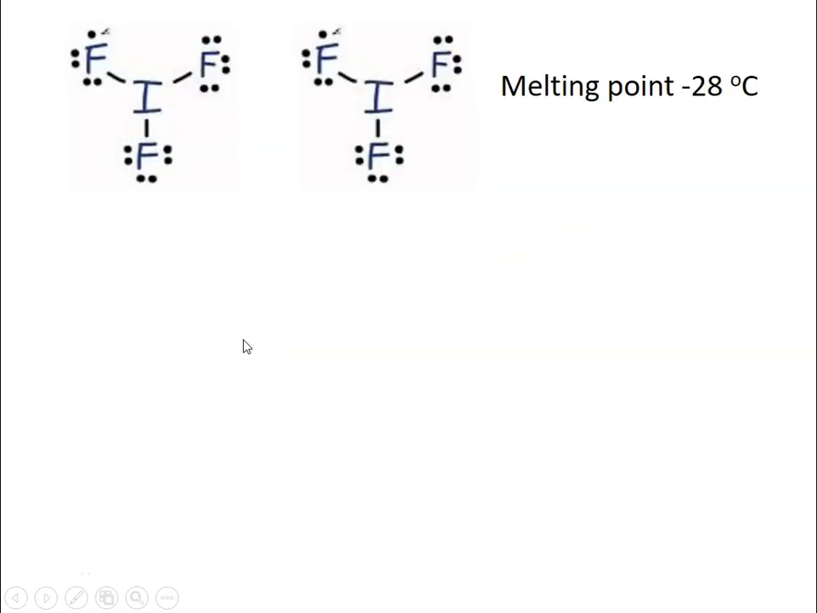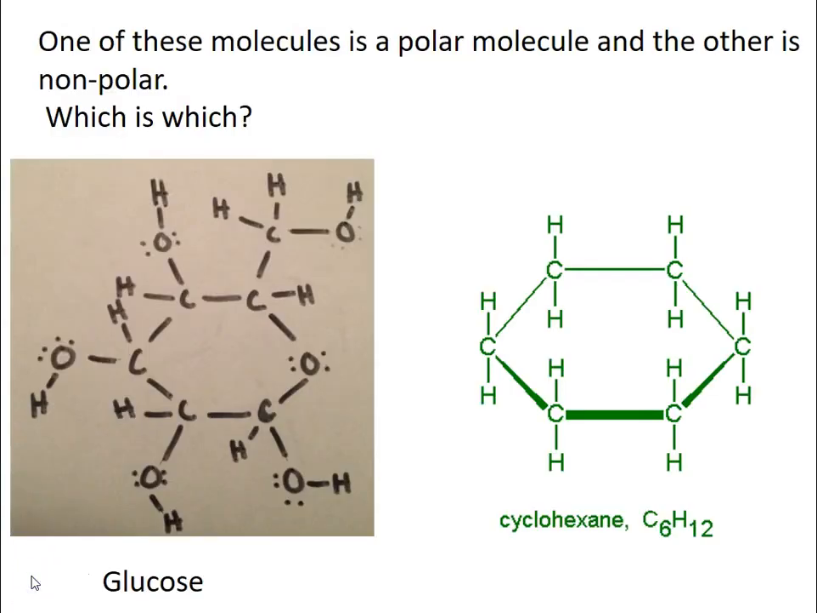Okay, this is another example of a molecule which has a melting point of minus 28. One of these molecules is a polar molecule and the other one is a non-polar molecule. When you work out which is polar and which is non-polar, which one do you think would have the higher boiling point, the temperature that you need to heat it to turn it into a gas?